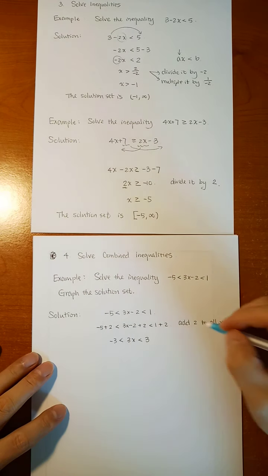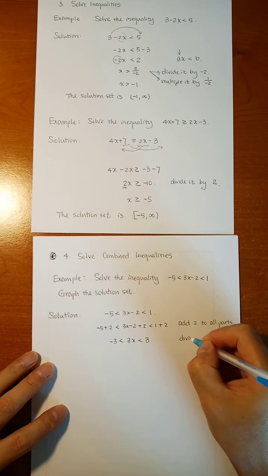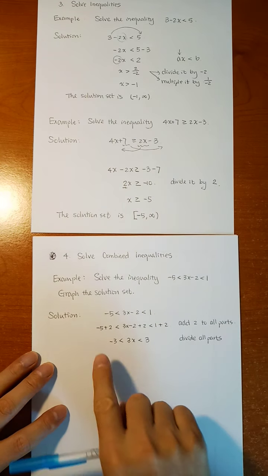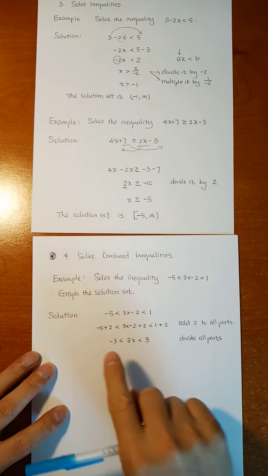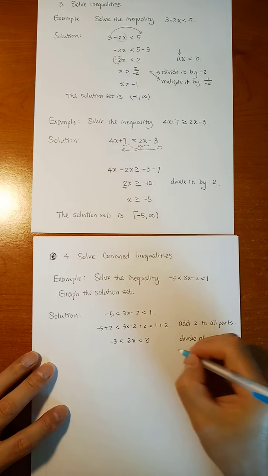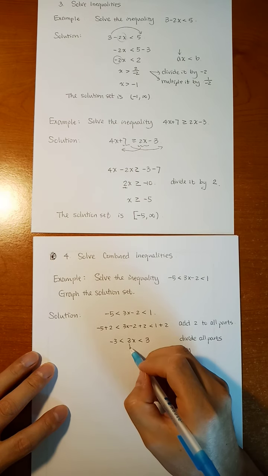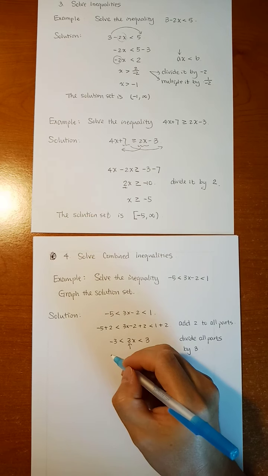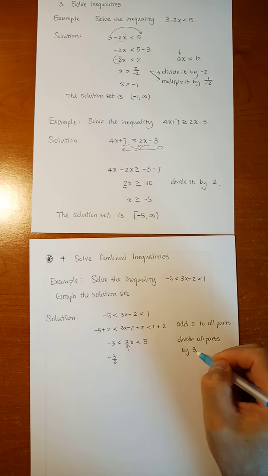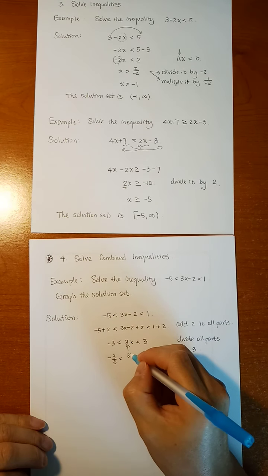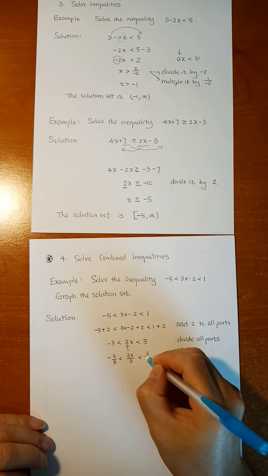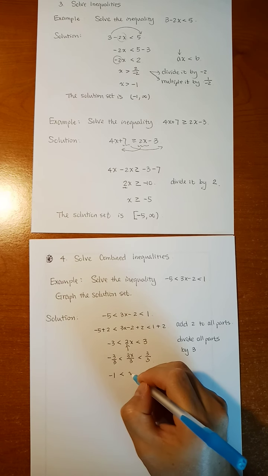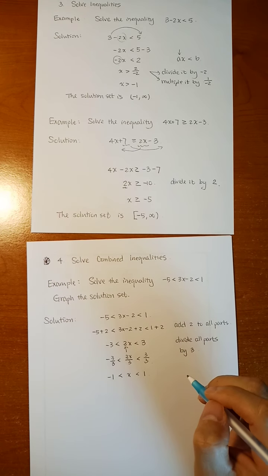Okay? And then we divide all parts. All parts means the left, middle, right. Everything, left, middle, right. We divide all parts by what? By the coefficient of x, by 3. So it becomes negative 3 over 3. Because this number is positive, you keep the direction of inequality. So it becomes negative 1 less than x less than positive 1.